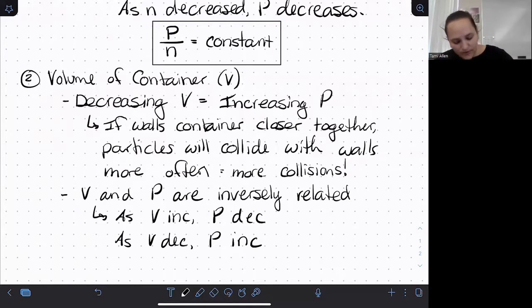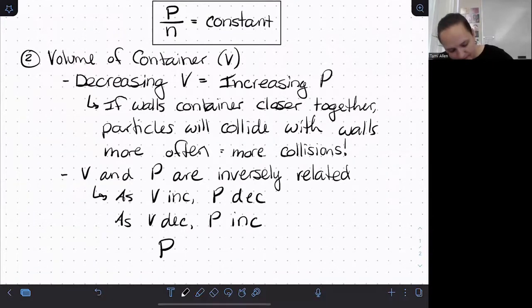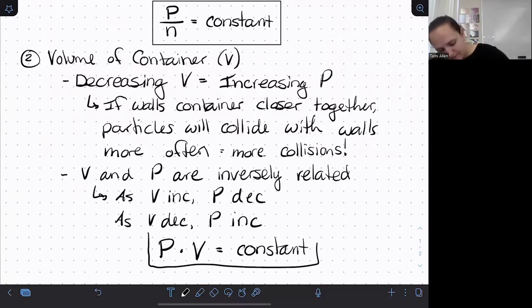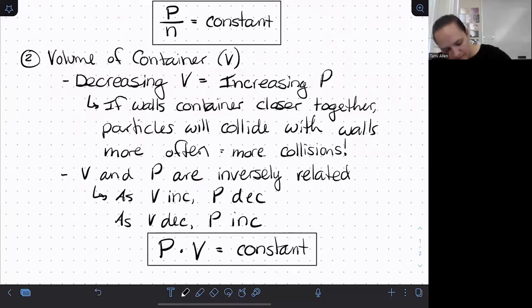So mathematically, we can express this as the product of pressure and volume is going to be constant. That if I double my volume, my pressure is going to be cut in half. So they're being changed by the same factor, just in opposite directions. If the volume is multiplied by 2, the pressure is divided by 2, or vice versa. But the product of these will be constant because of this inverse relationship.